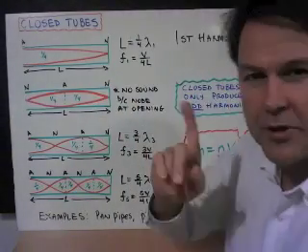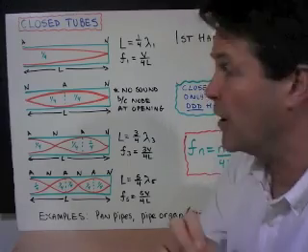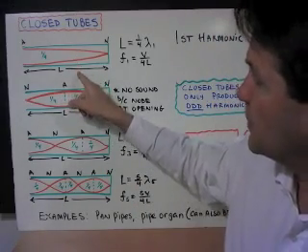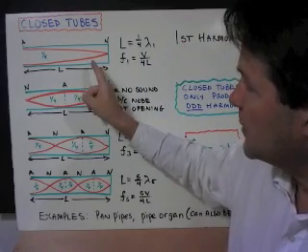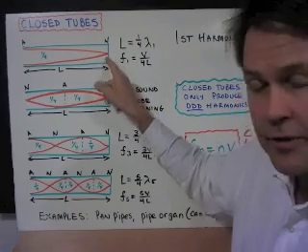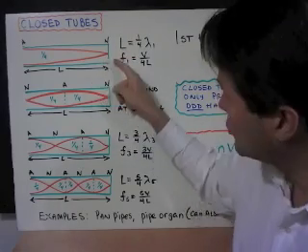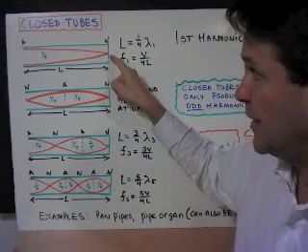Now, closed tubes, there's a little more to closed tubes than open tubes. A couple of things you need to be aware of. Let's start off with the fundamental, or the first harmonic. The difference here is that one end is closed, and at the closed end we always are going to have a node. That's always true for all of our examples. Always have a node at the closed end.